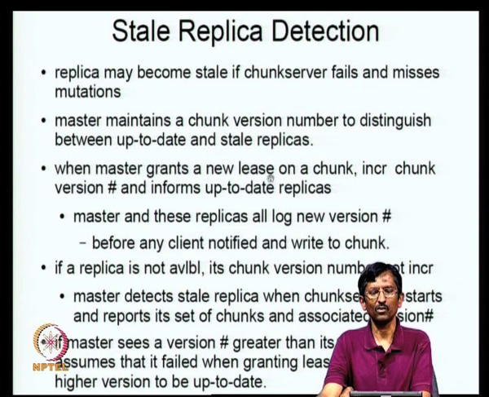When the master grants a new lease on a chunk, you increment the chunk version number and inform the up-to-date replicas. Basically, every time a chunk is being used for write, for example, you increment the chunk version number and tell all the up-to-date replicas that this is the new version number. The master and these replicas all log the new version number before any client is notified and writes to the chunk.